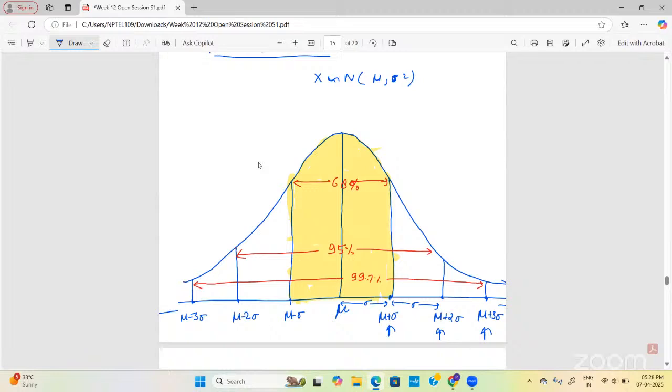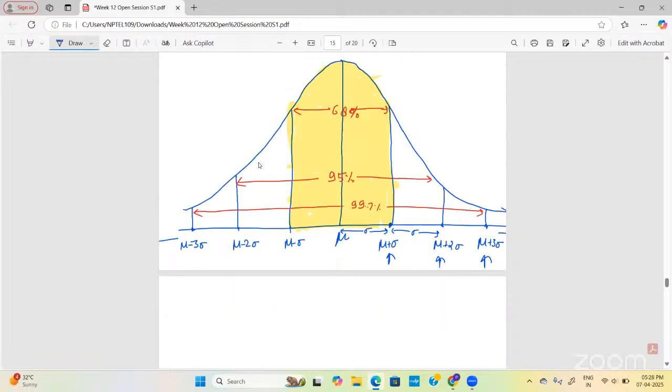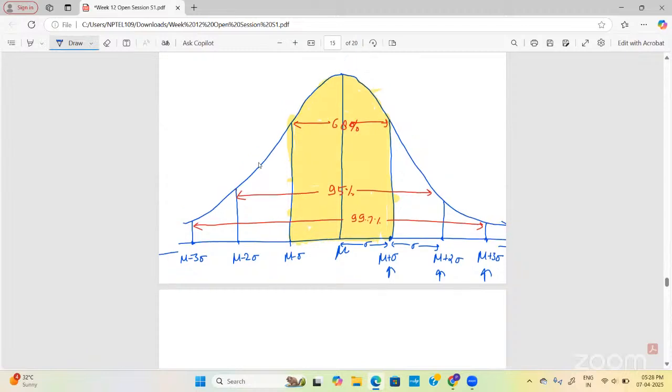So approximately we take the probability of a data point lying outside mu minus 3 sigma and outside mu plus 3 sigma to be 0. Now, by using the symmetry of the normal distribution, we can find these regions also. We can find this region.